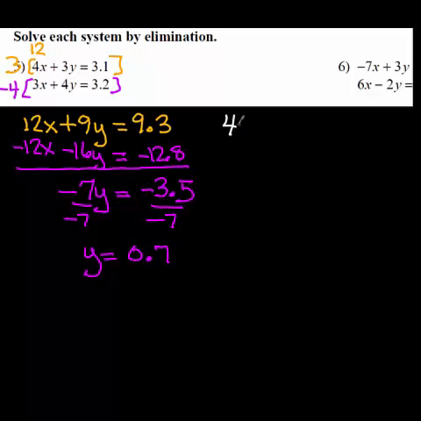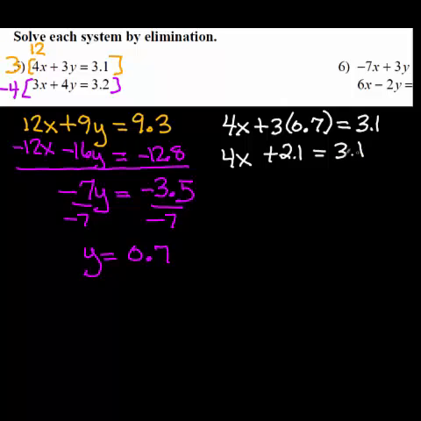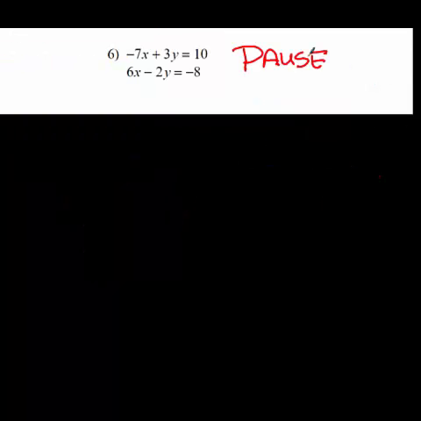Just pick one of the two equations, it doesn't matter which. So I'm going to do 4x plus 3 times y, which is 0.7, equals 3.1. So 4x plus 2.1 equals 3.1. Subtract the 2.1 from both sides: 4x equals 1, and divide by 4, x equals 1/4. And there we go. Bada bing, bada boom.